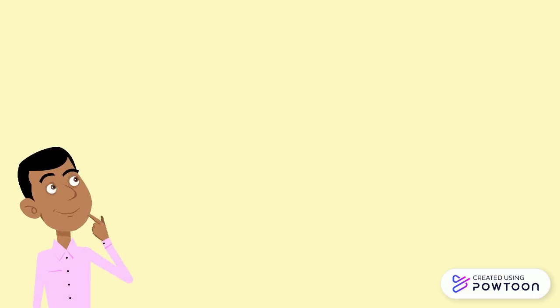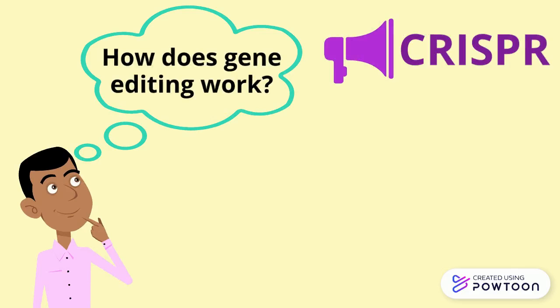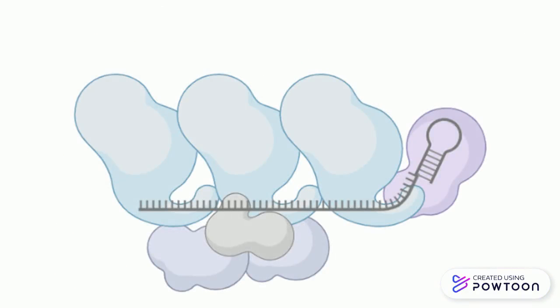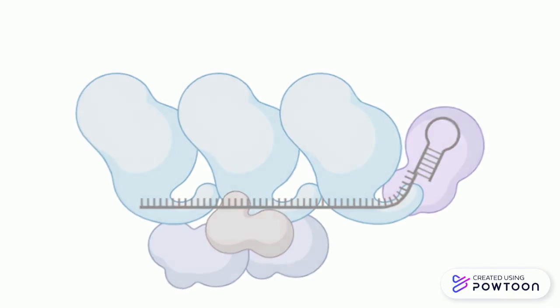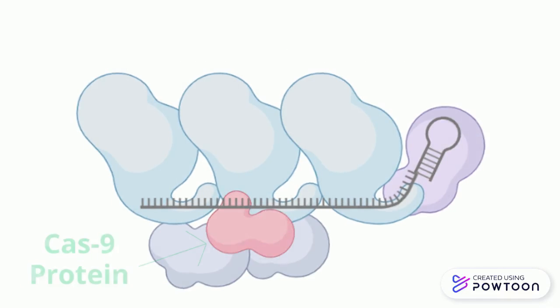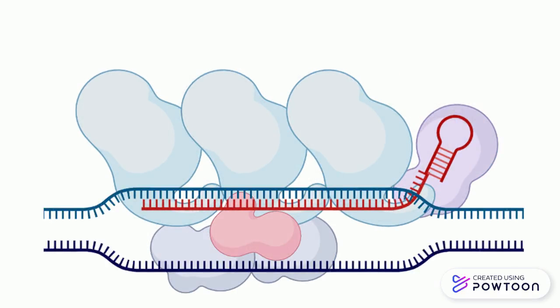So, how does the process of gene editing work? You may have heard about the famous gene editing technology called CRISPR. This technology relies on a complex called the Cas9 complex. This complex consists of 2 main components, a Cas9 protein and an mRNA strand. The single-stranded mRNA is able to guide the Cas9 complex to the target area on the DNA sequence.